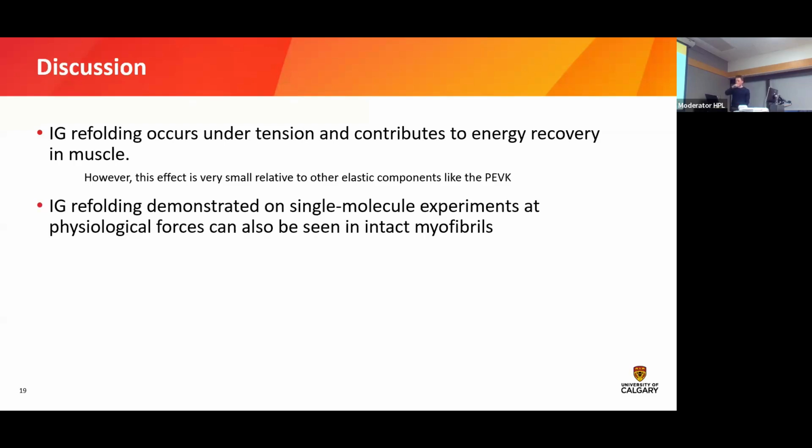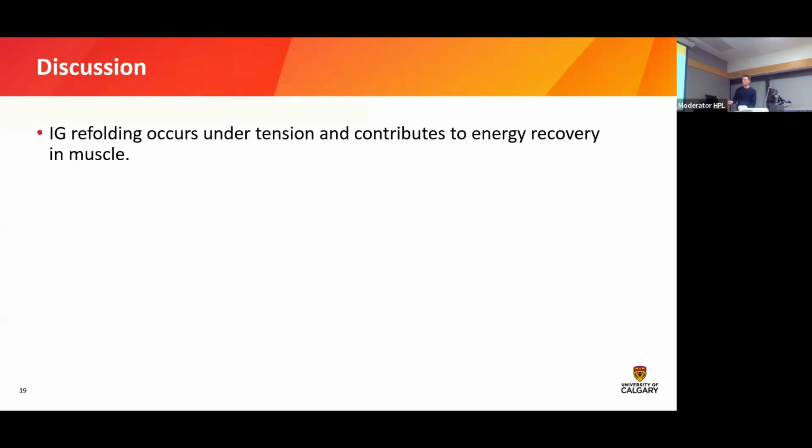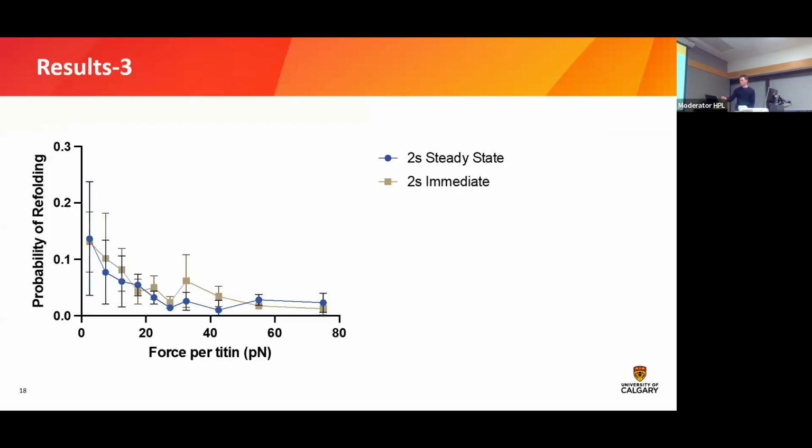The second thing is that immunoglobulin domain refolding demonstrated in single molecule experiments can also be seen, as I talked about, at physiological forces. So we are seeing refolding at forces that we would see physiologically. I'll just go back here. You could think physiologically is kind of like anything under 15 is something we might see physiologically, and we do see positive probabilities of refolding there. So we do see refolding at physiologically relevant forces.